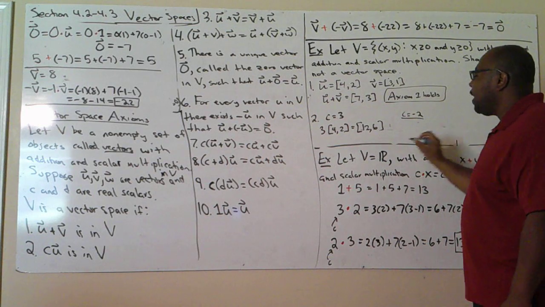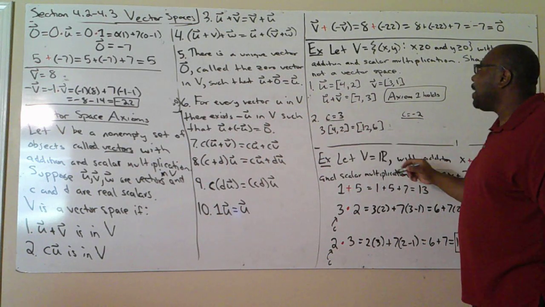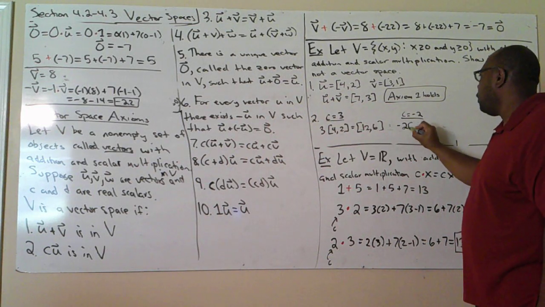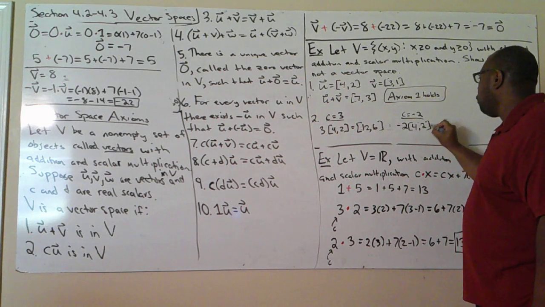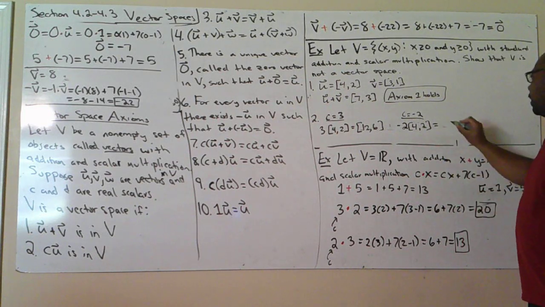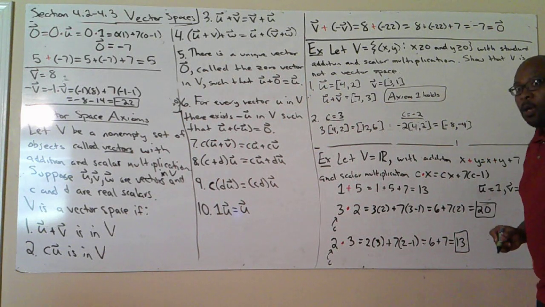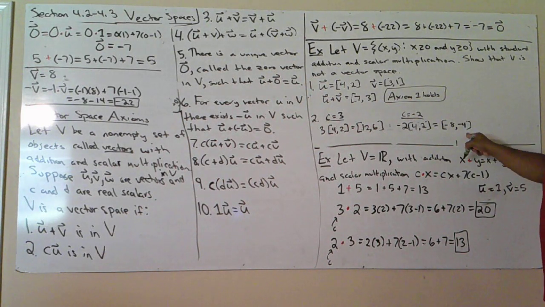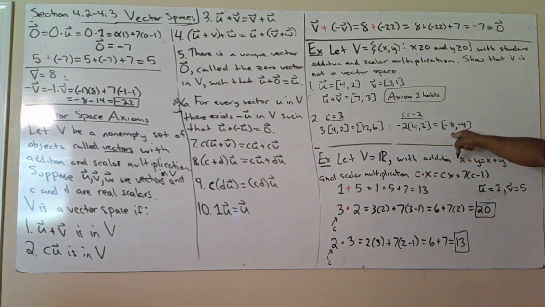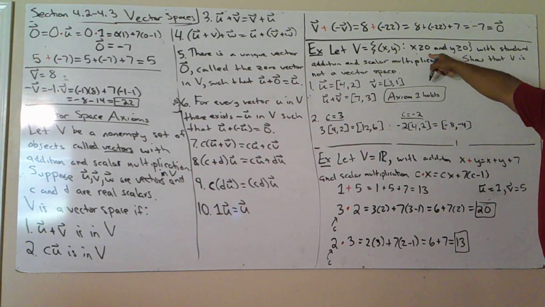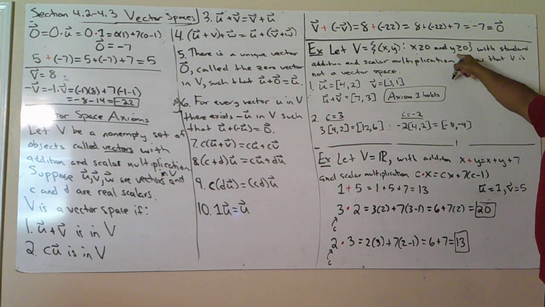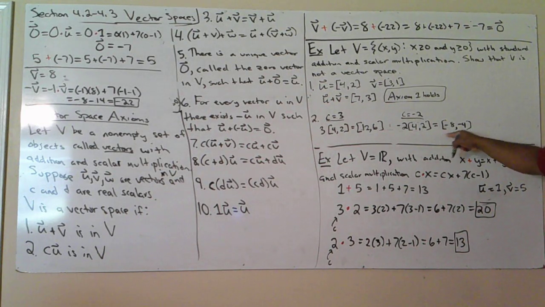If I choose c equal to -2 and multiply it times u, what do I get? I get -8, -4. Well, guess what? -8, -4, both of these are outside of this set, right? -8 is definitely less than 0, and -4 is definitely less than 0. Both my x and my y values are less than 0. This means that this axiom fails.